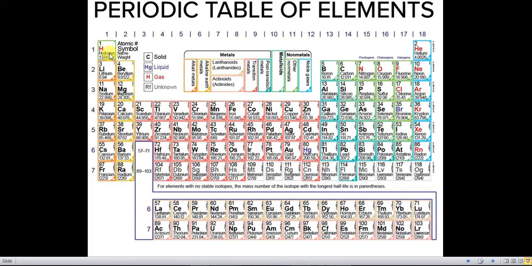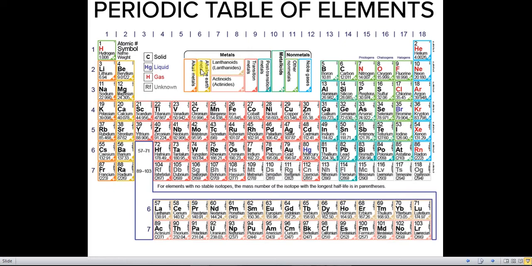First is hydrogen, second is helium. Atomic number of hydrogen is 1. Atomic number of helium is 2. Then atomic number of lithium 3. Beryllium 4. Then boron 5. Carbon 6. Nitrogen 7. Oxygen 8. Fluorine 9. Neon 10. So on and so forth. So in this periodic table, it is the arrangement of elements in the increasing order of the atomic number.